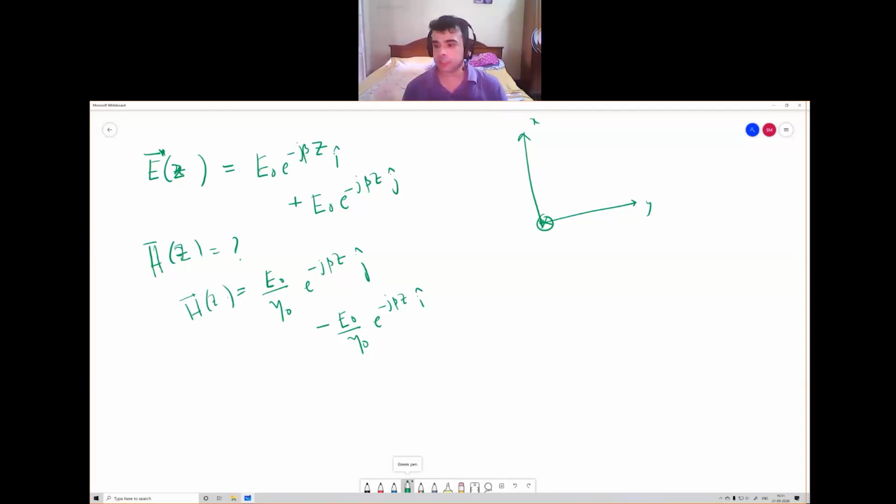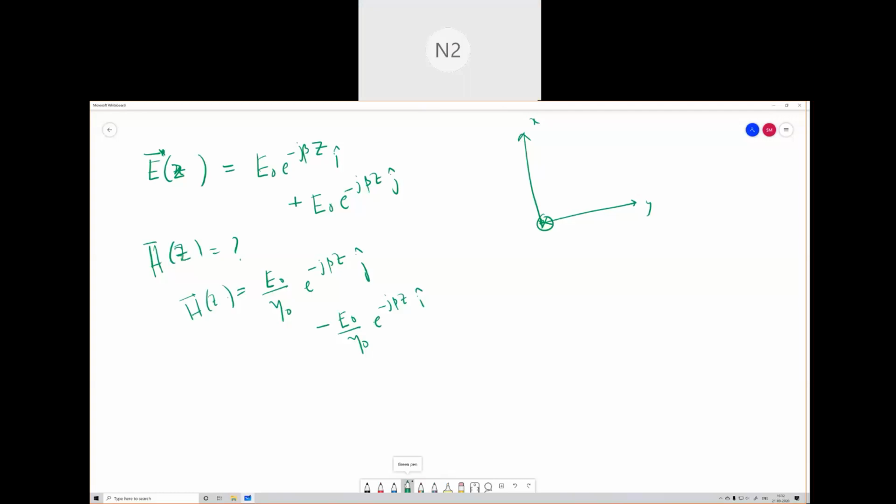Let us see what the conditions are for a plane wave. The first condition is that the electric field and the magnetic field must be perpendicular to each other. Let us see whether they are perpendicular. What is the best way to check whether two vectors are perpendicular? Taking the cross product, or the dot product. Dot product is better. That will be easy.